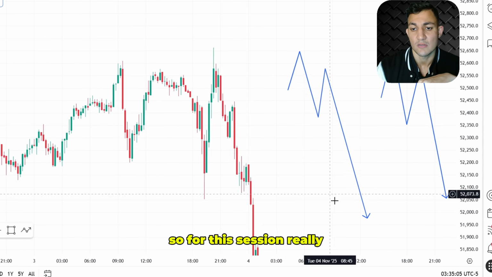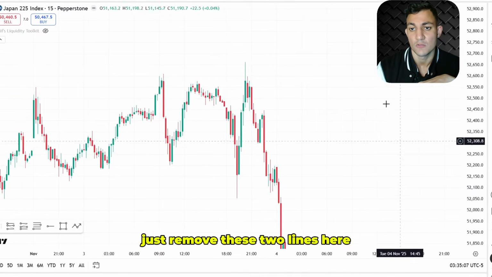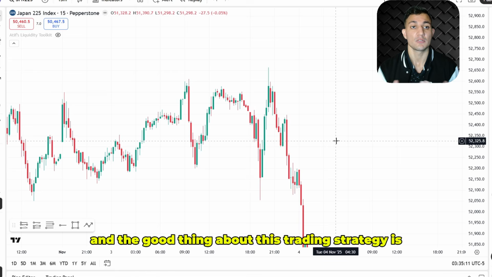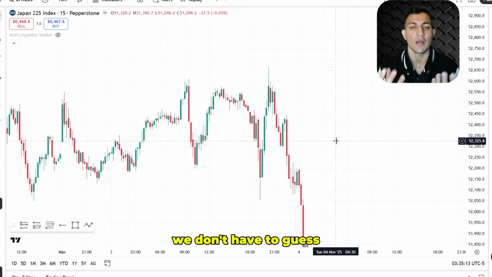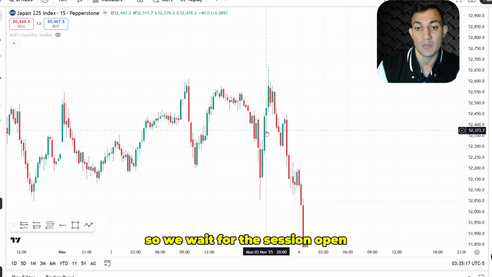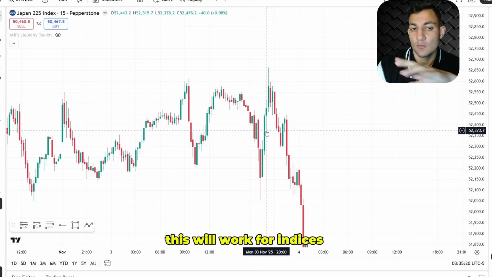So for this trading strategy, let's just remove these 2 lines here. What we want to see is if we're bearish, and the good thing about this trading strategy is we don't have to guess whether we're bearish or bullish. We let price show us at the open. So we wait for the session open, and again, this will work for indices.